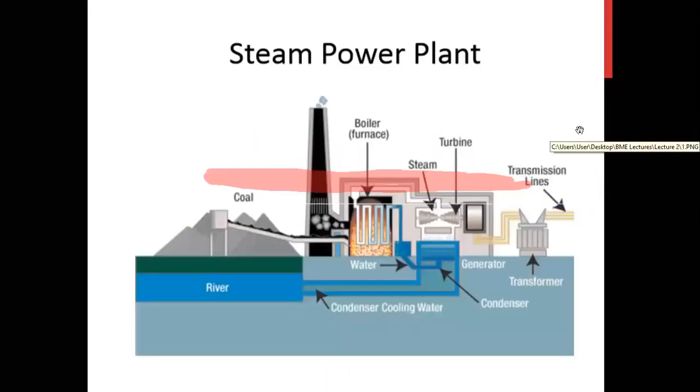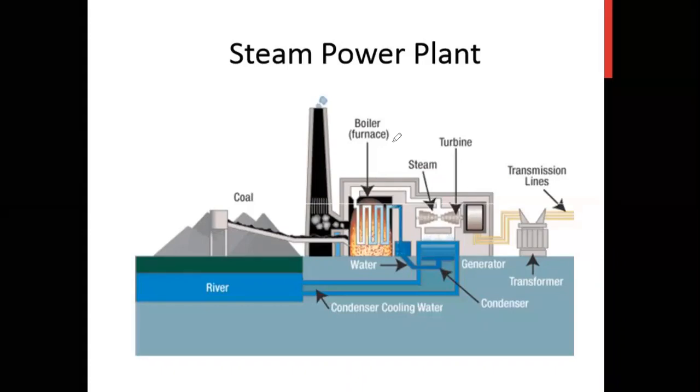So you can see a schematic diagram. Let me clear that drawing. This is basically the schematic diagram of a steam turbine power plant. Always remember there are four main parts of a steam power plant. The first one is boiler.